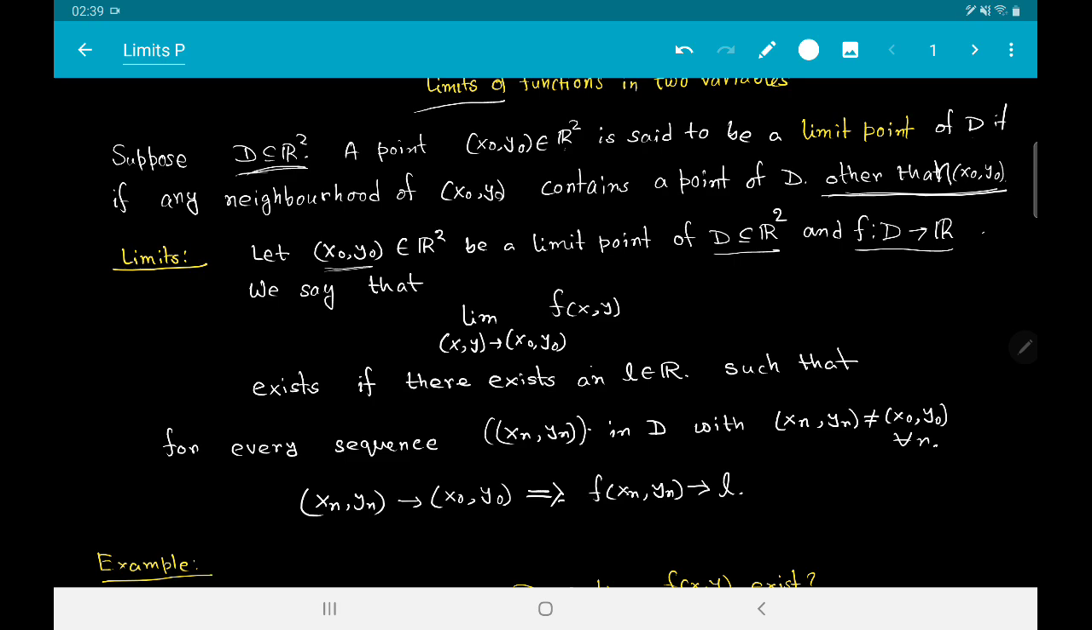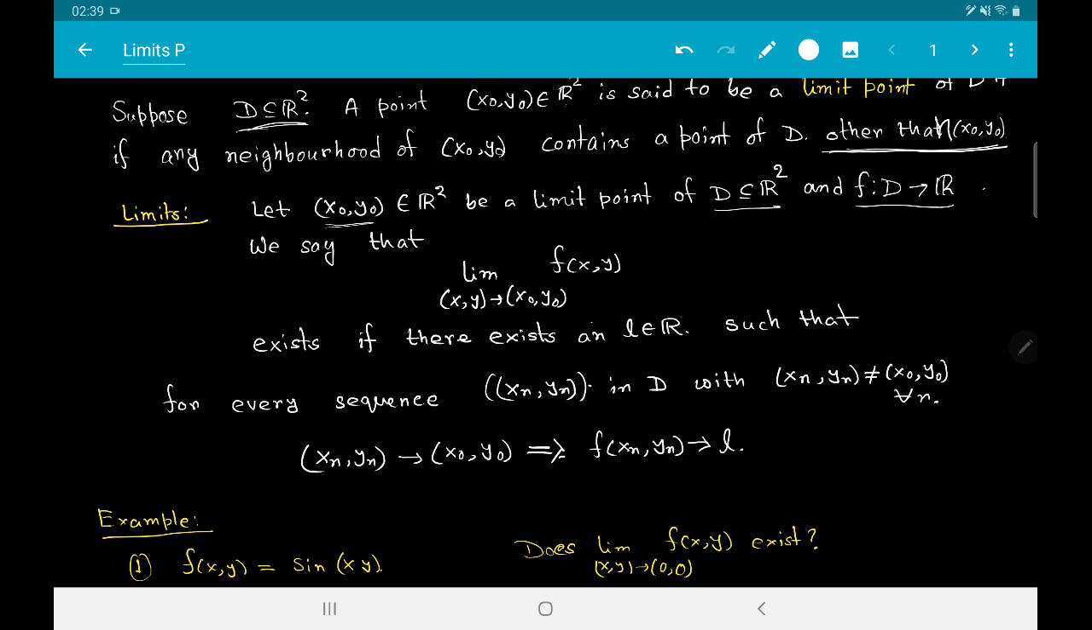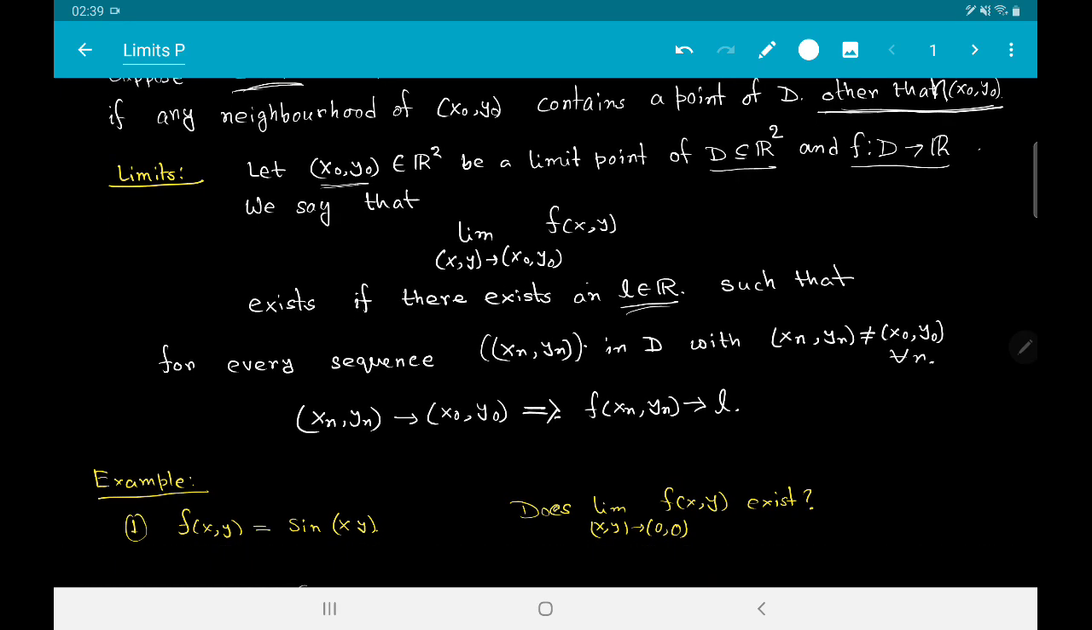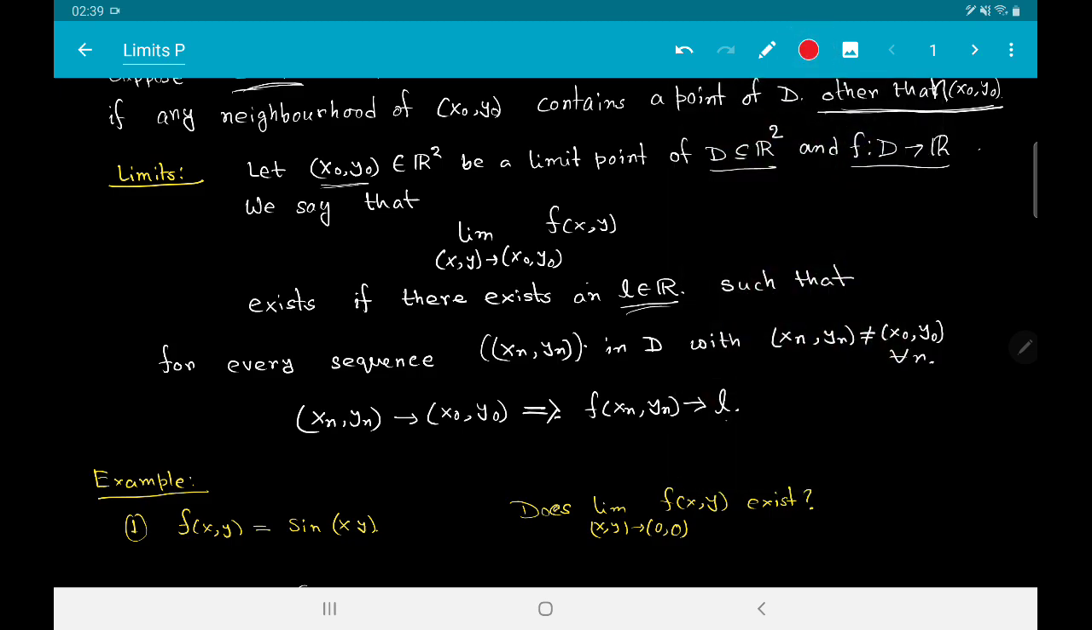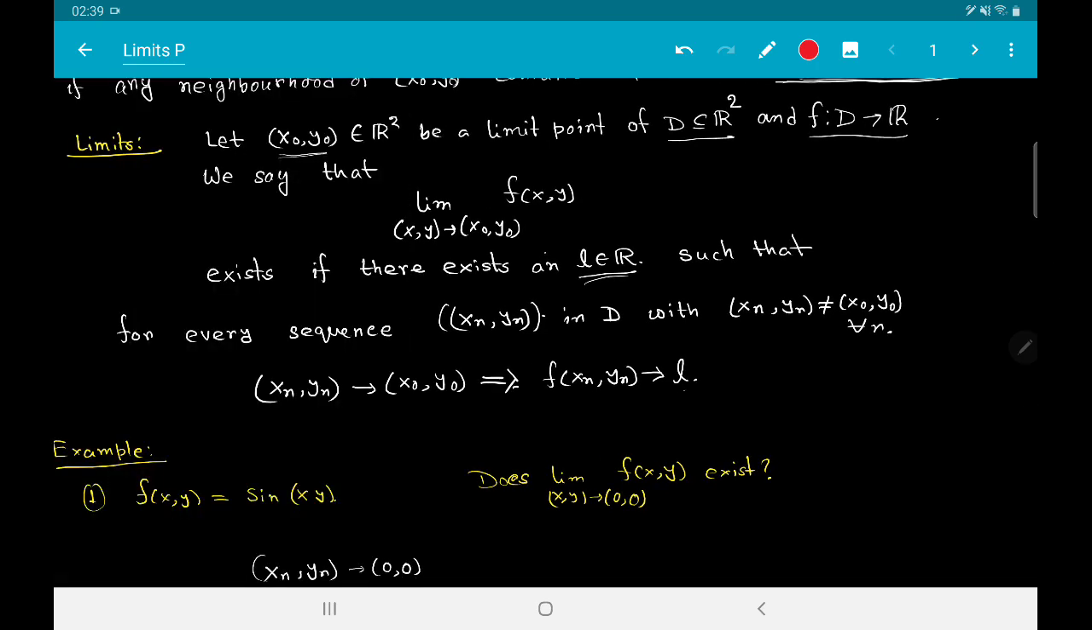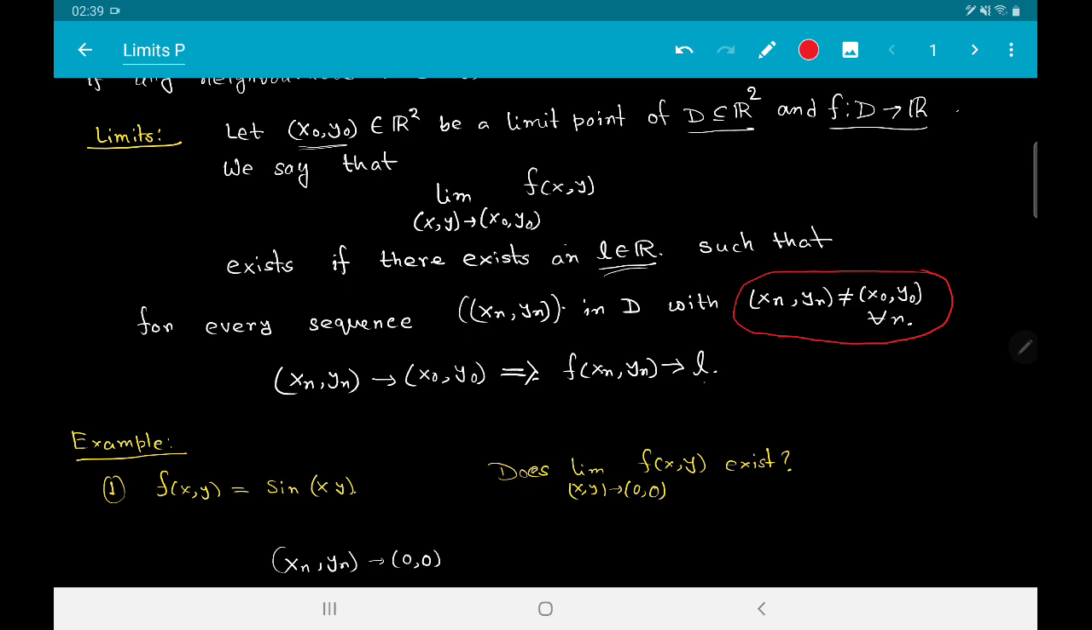So (x0, y0) is a limit point of D, and f is a real valued function on D. We say that the limit of f(x, y) as (x, y) tends to (x0, y0) exists if there exists an L in R such that whenever the sequence (xn, yn) converges to (x0, y0), f(xn, yn) converges to L. But here is a big condition that I have just mentioned in our discussion: (xn, yn) has to be not equal to (x0, y0) for all n.